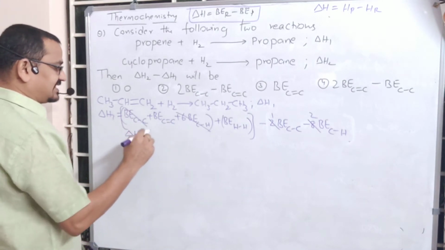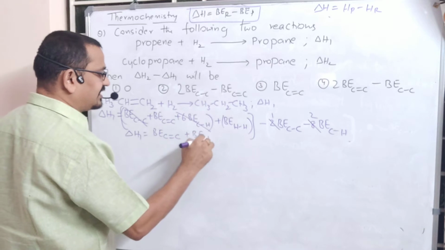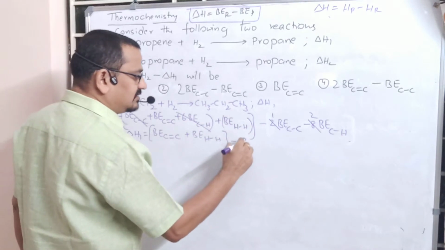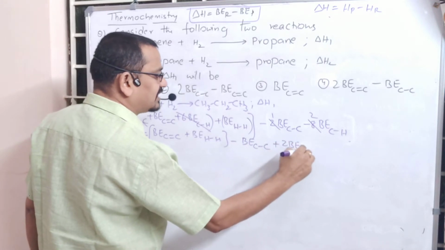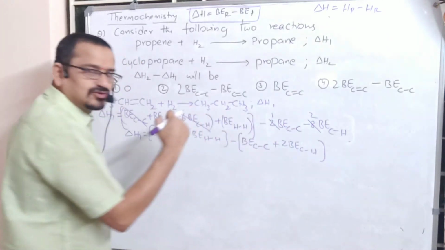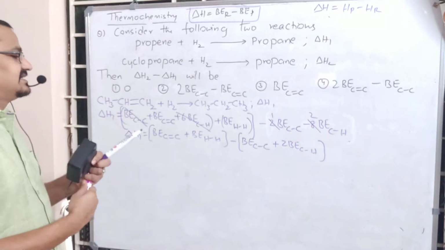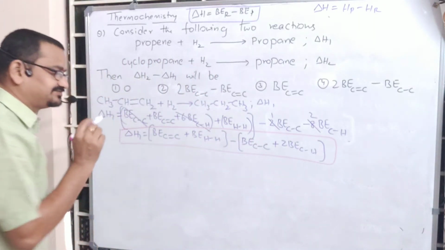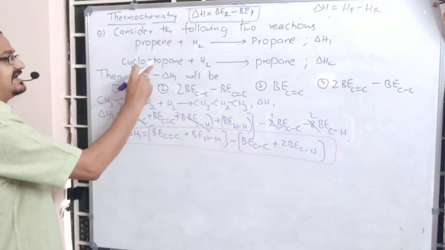Delta H1 will be expressed as bond enthalpy of C=C double bond plus bond enthalpy of H-H single bond minus, I am taking minus common, bond enthalpy of C-C single bond plus 2 times the bond enthalpy of C-H. So this is left after I had taken minus common, right? Now this is delta H1. See, for our convenience, let us highlight this expression. This is the delta H1 expression. Now, what is the next equation?